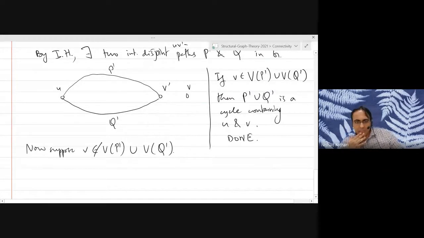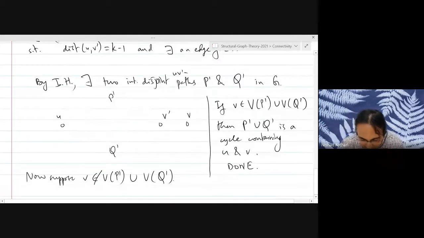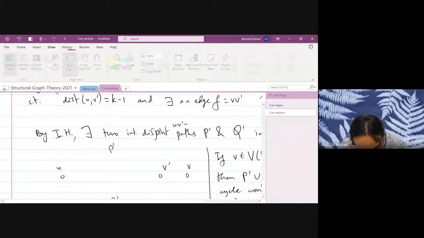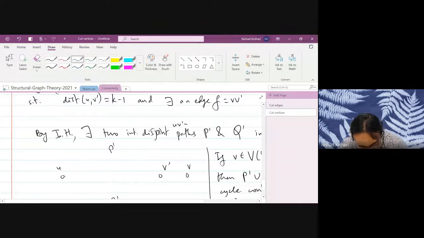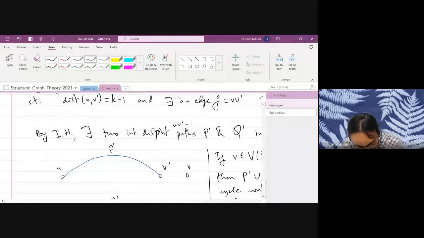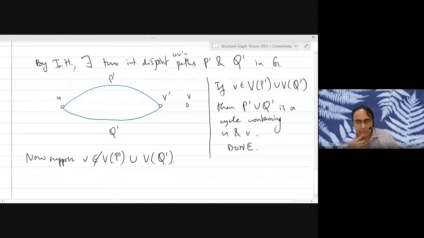Okay. Let me color P prime and Q prime using different colors. So let's say I'll make this blue and I will make this green. Okay. Our goal now is to show that between the vertices U and V, there are two internally disjoint paths.